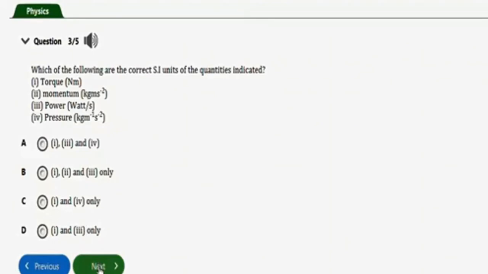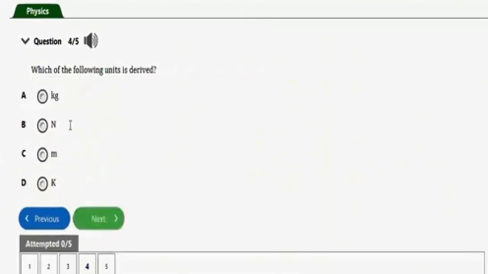So the next one is this. Which of the following units is derived? So we have kilogram, we have Newton, we have meter, we have Kelvin. So the correct option is option B, Newton. Newton is the unit of force. Force is a derived quantity.